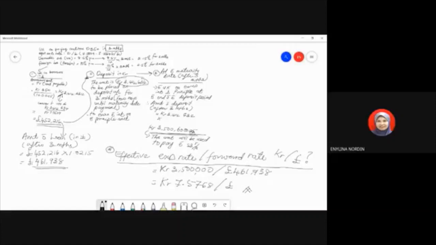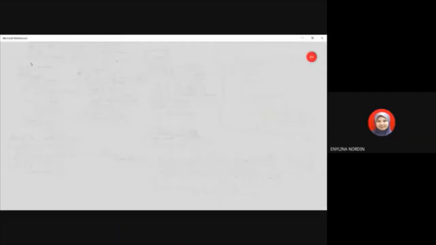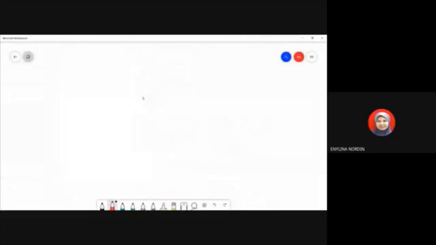So this is the effective exchange rate. This one is for the money market hedging for foreign currency payment. Next, we go to another example, which is for the MMH application for foreign currency receipts.